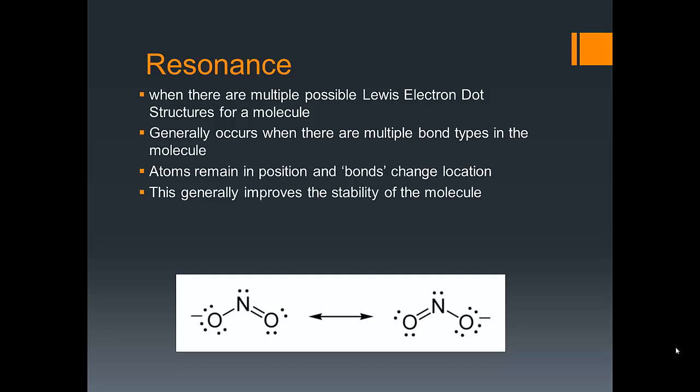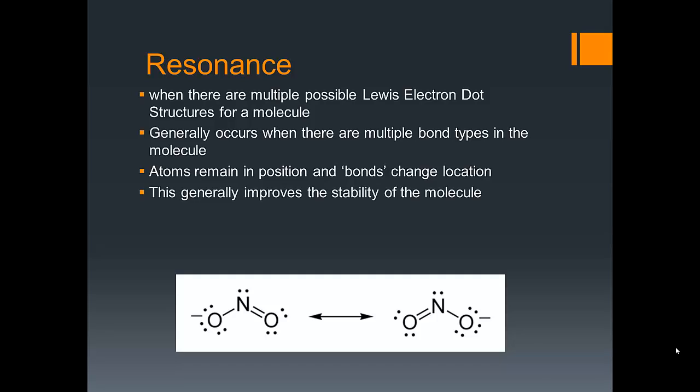So resonance. Resonance is when there are multiple possible Lewis electron dot structures for a molecule. This generally happens when there are multiple bond types in the molecules. If you look at the example down below, you'll see that we have both a double bond and a single bond. What happens in resonance is the atoms remain where they are, but the bond shifts around.